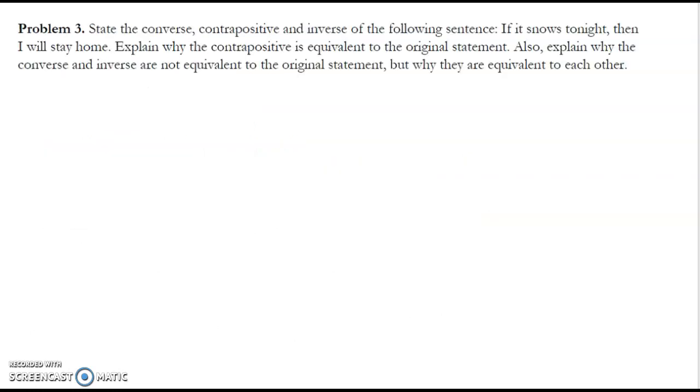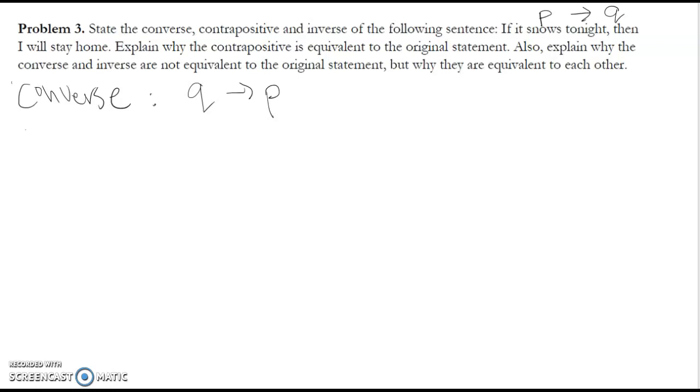All right, problem 3. State the converse, contrapositive, and inverse for the following sentence. If it snows tonight, then I will stay home. So let's start with the converse. So this given sentence is if P, then Q. My P would be snows tonight, and Q would be I will stay home. So converse would be if Q, then P. So I would read this as if I stay home, then it snows tonight, or it will snow tonight.